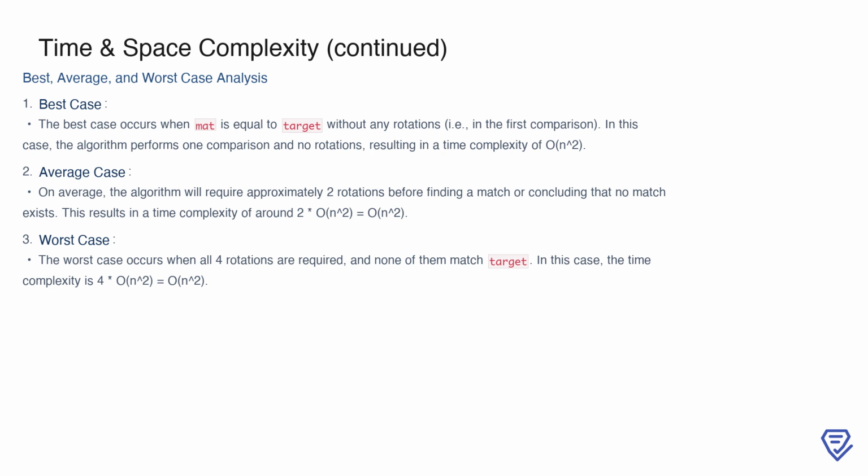This results in a time complexity of approximately 2 * O(n²), which simplifies to O(n²). Finally, in the worst case, the algorithm performs all 4 rotations and finds that none of them match target.